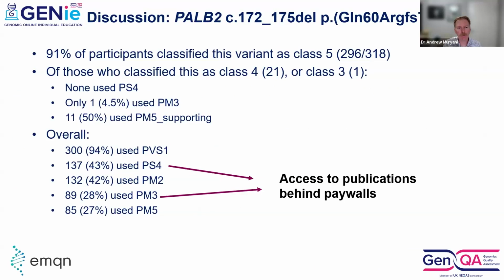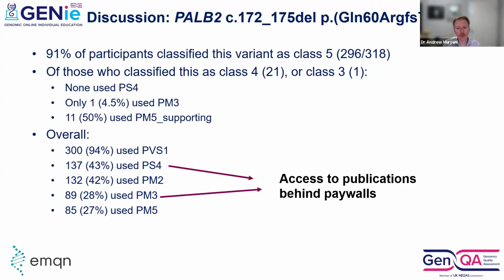So overall, 91% of the participants classified this variant as class 5. Of those who classified this as class 4 or class 3, none used PS4, and only 1 used PM3, and then half of them used PM5 at supporting. So half of the individuals did not apply PM5. Overall, 94% of individuals used PVS1 appropriately. 43% used PS4 and 28% used PM3.